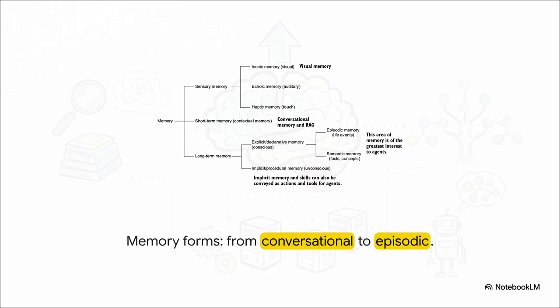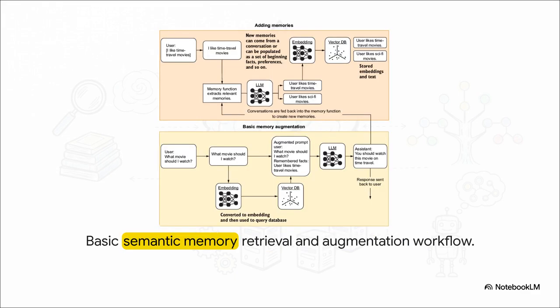It does not organically grow like a biological brain, no matter how much it might feel like it to the end user. Let's actually walk through a semantic memory workflow to see how these mechanics operate in practice. Imagine you're chatting with an agent, and you casually say, "I really love time travel movies." A memory function runs seamlessly in the background, extracts that specific preference, converts it into a vector embedding, and permanently stores it as a semantic memory.